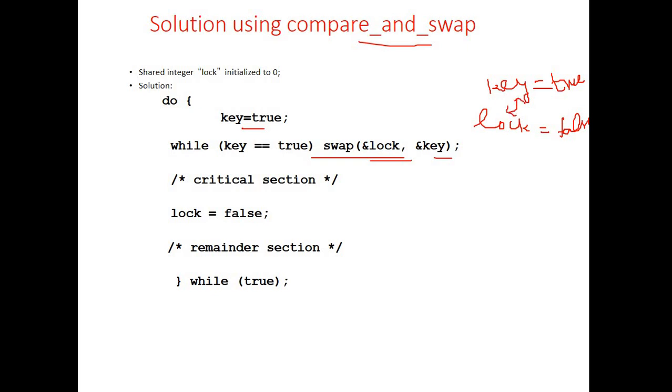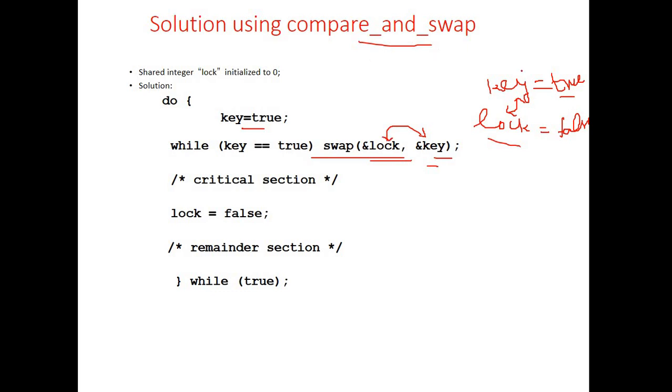The key and lock variable values will be swapped in the swap function. So if key is true and lock is false, then key becomes false and the value of the lock becomes true. In that way, the swap function will interchange the values of these two variables by passing their addresses.